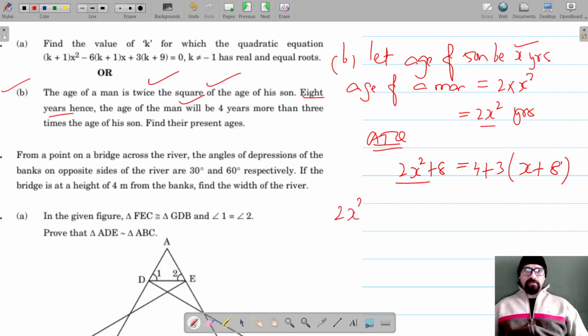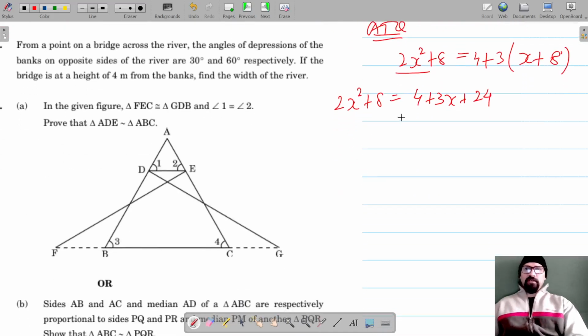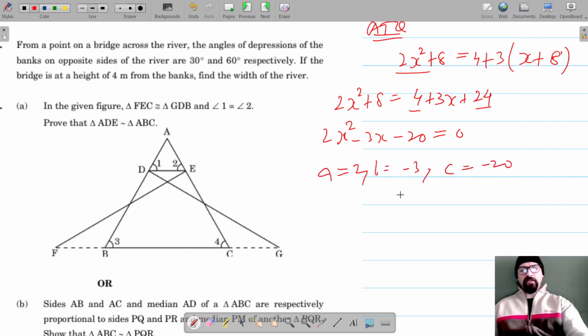So this is 2x squared plus 8 is equal to 4 plus 3x plus 24. And shifting this all to the left hand side gives me 2x squared minus 3x. 24 plus 4 is 28, and minus 20 is equal to 0. Okay, we are going to solve this equation. So here a is equal to 2, b is equal to -3, and c is equal to -20.